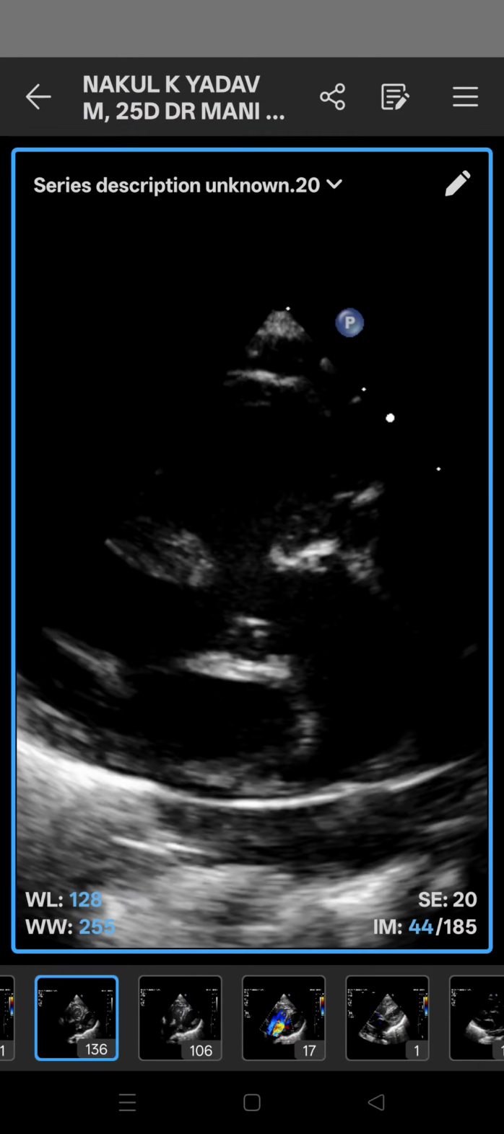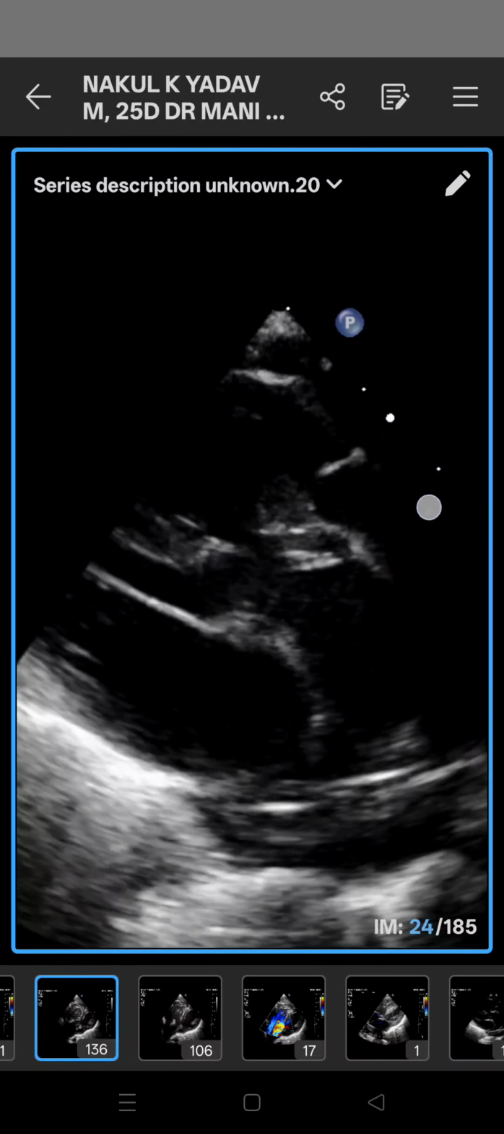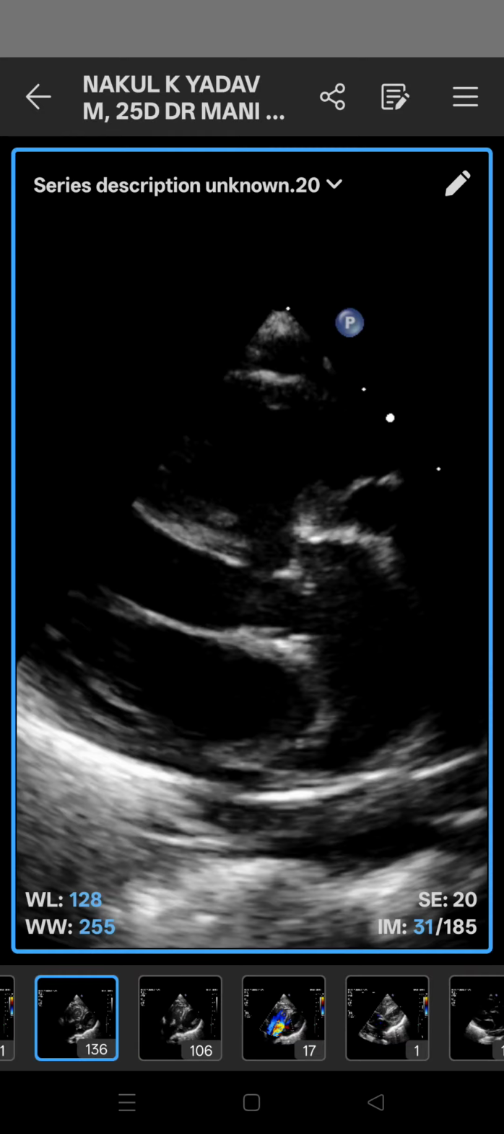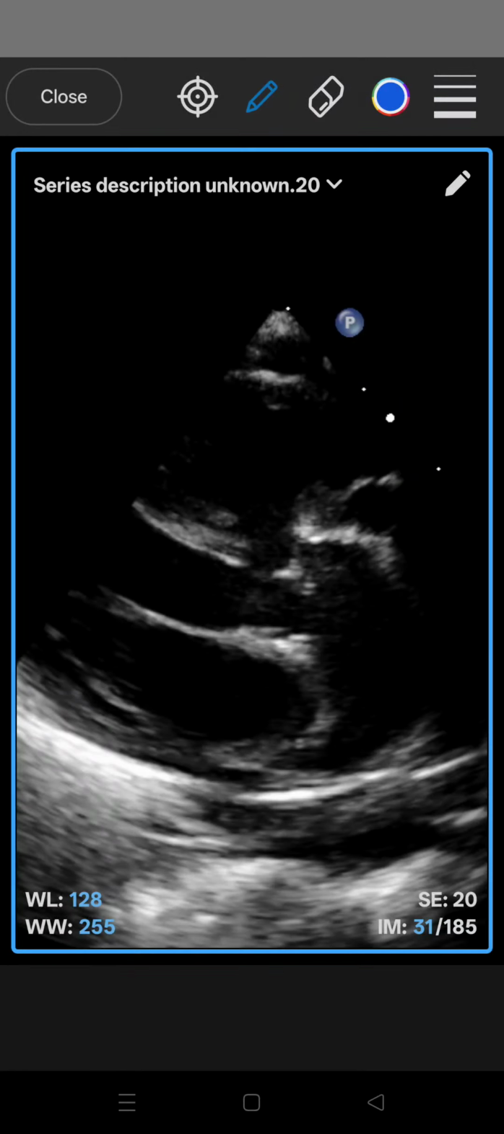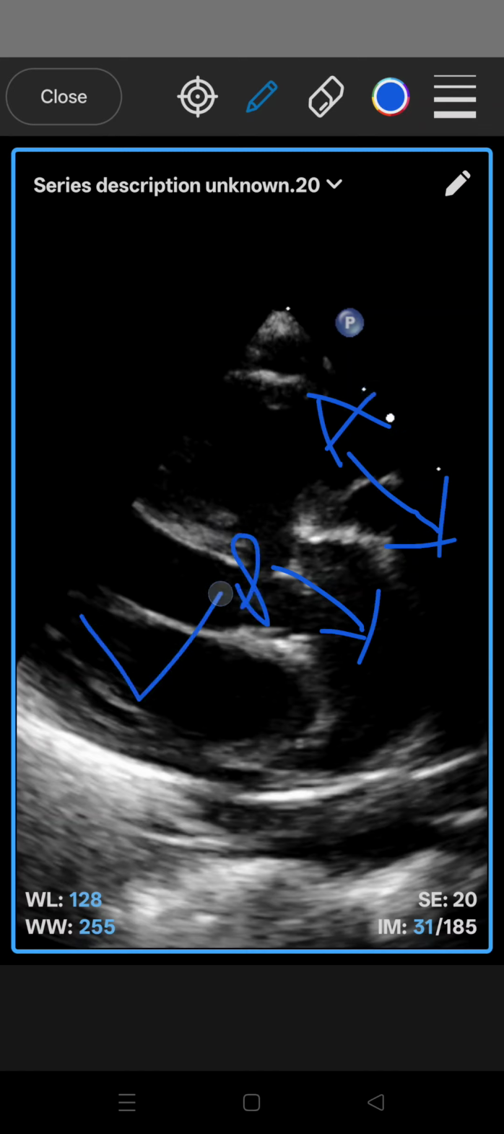Now the next image, you can see how it is connected. So the initial part of the pulmonary artery has this flow, and the aorta has this flow. So both are parallel. This is the initial part, this is aorta, this is pulmonary artery. This is left ventricle, this is right ventricle. Both are parallel. At the same time, the direction of the pulmonary artery is downward.